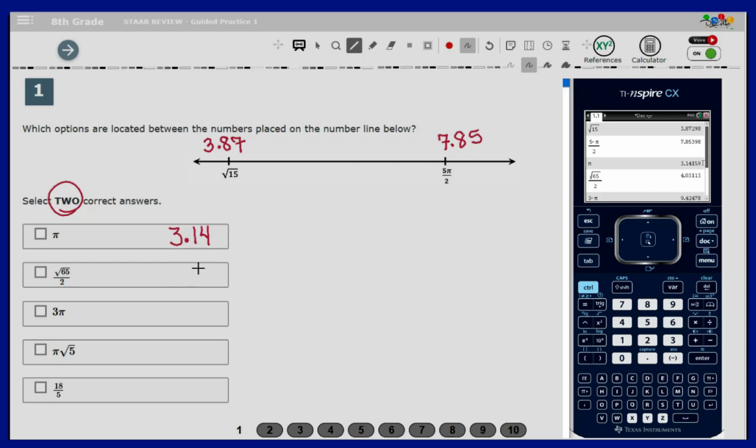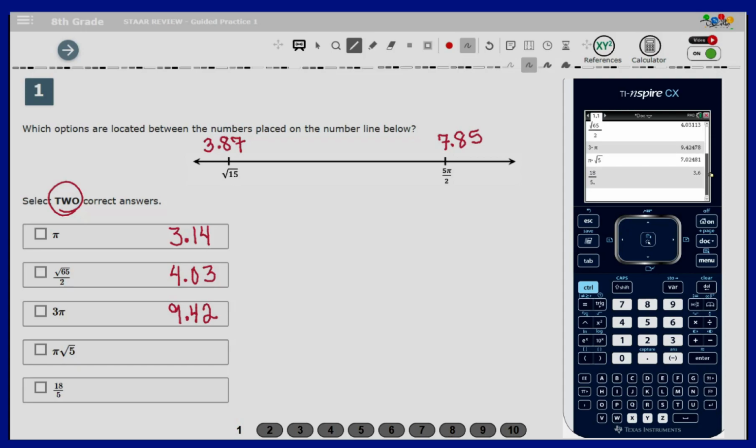The next one will be 4.03. Then 3 pi is 9.42. And let me go back to my calculator. And I got 7.02. And the last one is 3.6. Of course, I'm looking for numbers that are in between 3.87 and 7.85.